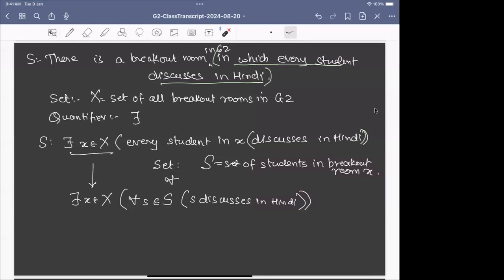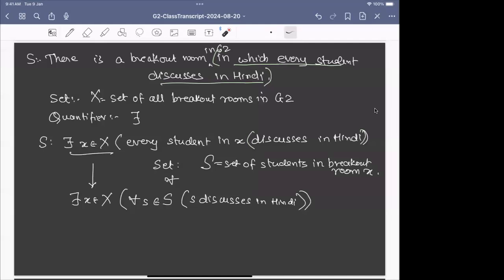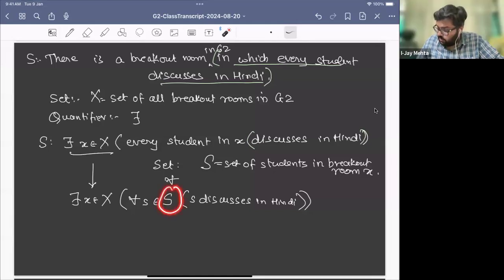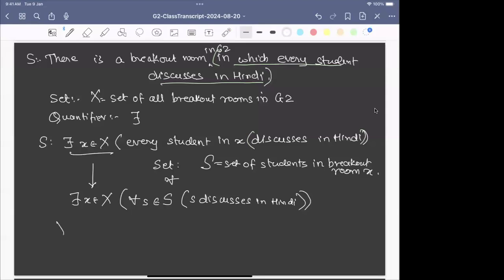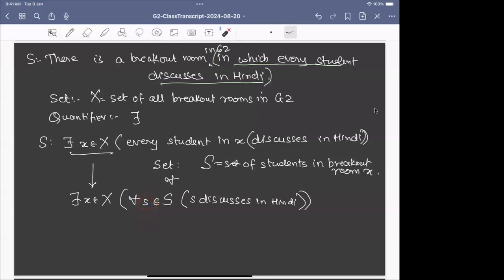So I was talking about replacing capital S with small x, which essentially means the same thing. Capital S with small x. Oh, no. X is a set of breakout rooms. Capital X is the set of breakout rooms, but small x is the breakout room itself. So small x is the breakout room. So do you want to say that here you want small x? No, I want small x in place of capital X. Yes.